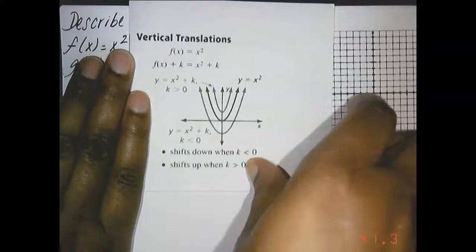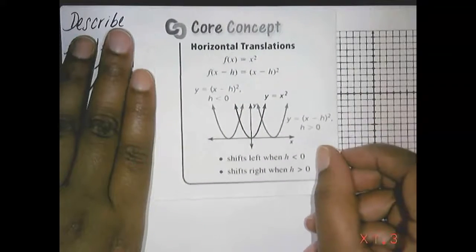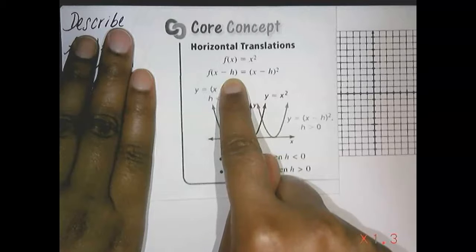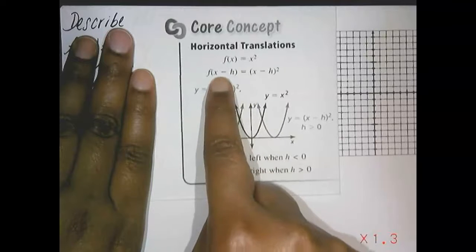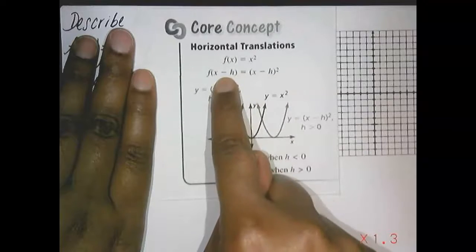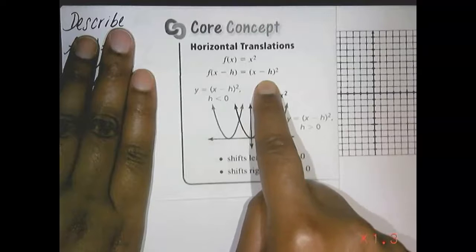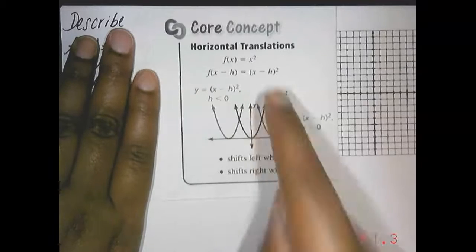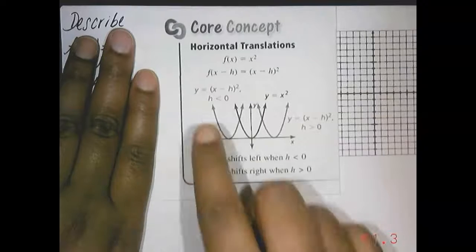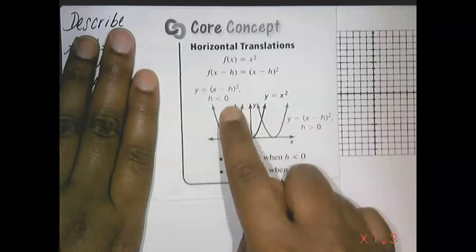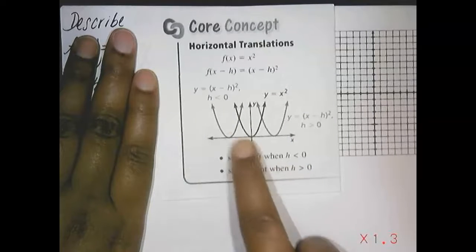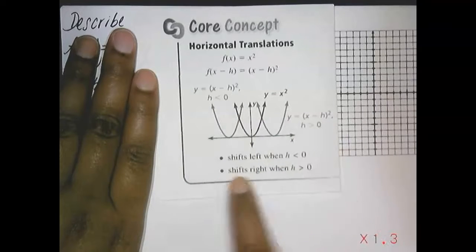Now, on the other hand, horizontal translations are what happens inside of the parentheses here. Notice that we do have that same minus sign built in, and I talked about this a little bit on the warm-up. If you didn't watch that video, you may want to go back and look at that. So here we go. If h is less than 0, we're going to go to the left. And if h is greater than 0, then we're going to go to the right.